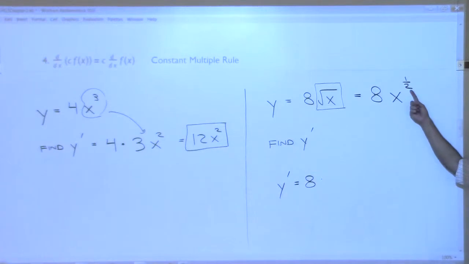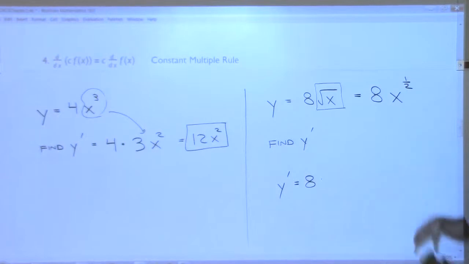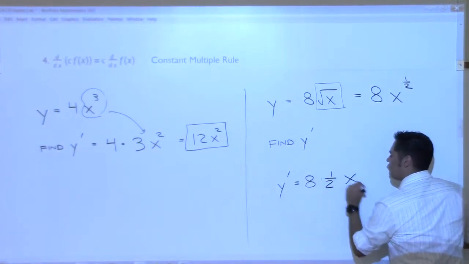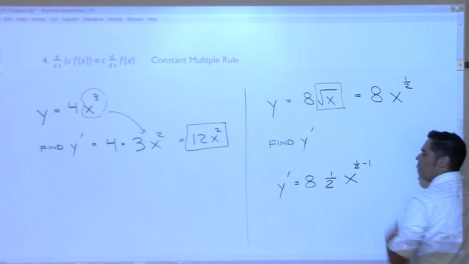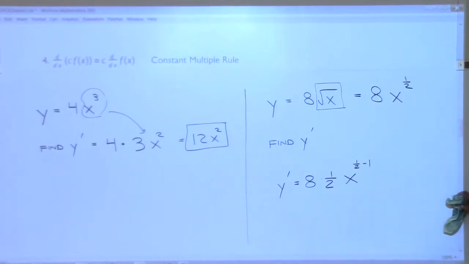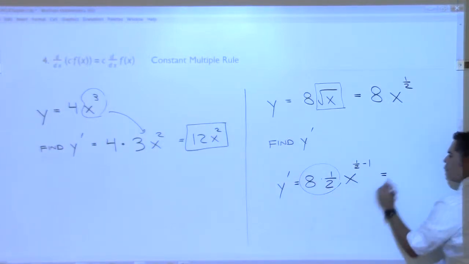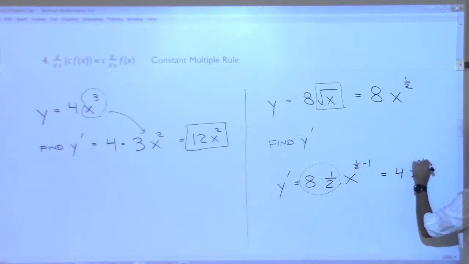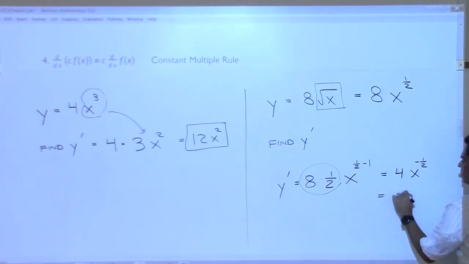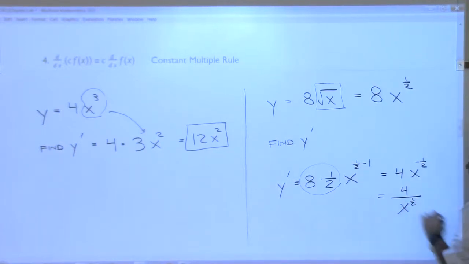So now your n is 1/2. So when I take the derivative of that, what happens? 1/2 comes out, right? Then x to the 1/2 take away 1, which is going to be -1/2. So what do we get here? 4 x to the -1/2. But that's the same as 4 over what? x to the positive 1/2, but that's the same as 4 over square root of x.